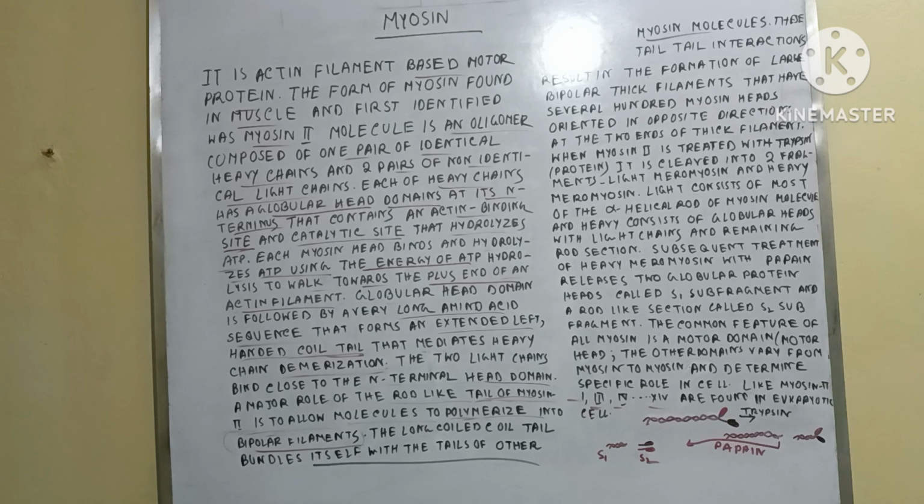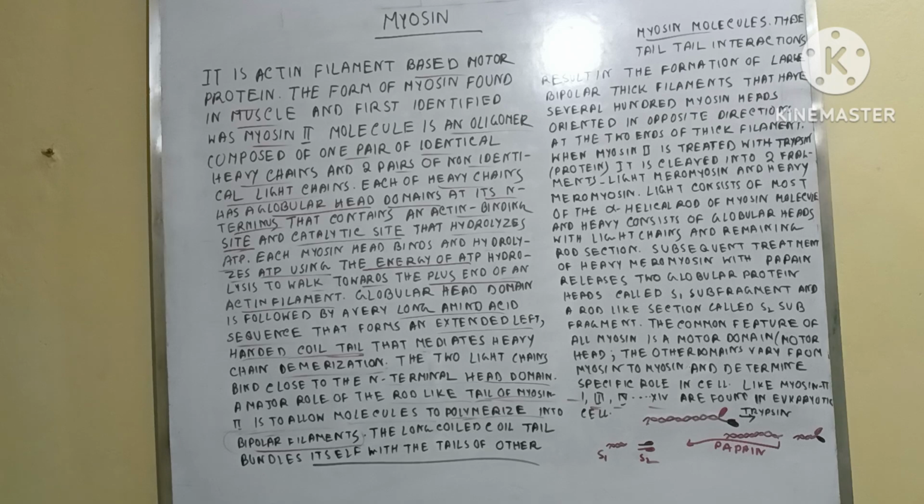So when one filament binds with the other filament, in that way a thick filament of myosin 2 molecule is formed. Clear? And in that way there are several hundred myosin heads oriented in opposite directions. Okay, so in that way several hundred myosin heads, or myosin filament, you can say, form.